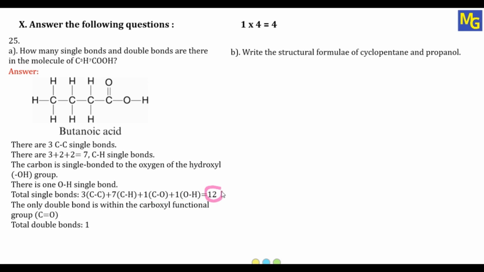So total how many we have? Total we have 12. Once again, if I want to calculate, so see here, I'll write the numbers 1, 2, then 3, 4, 5. Then these are the straight 5 and here also I'll write 6. Now the remaining 7, 8, 9, 10, 11 and 12. So total single bonds are 12. Now what is remaining? Remaining is only a double bond and double bond is only one, which is here. So therefore the only double bond is written in the carboxyl functional group, that is C double bond O. So total double bond is 1 and total single bonds are 12. So this is the answer for this A.